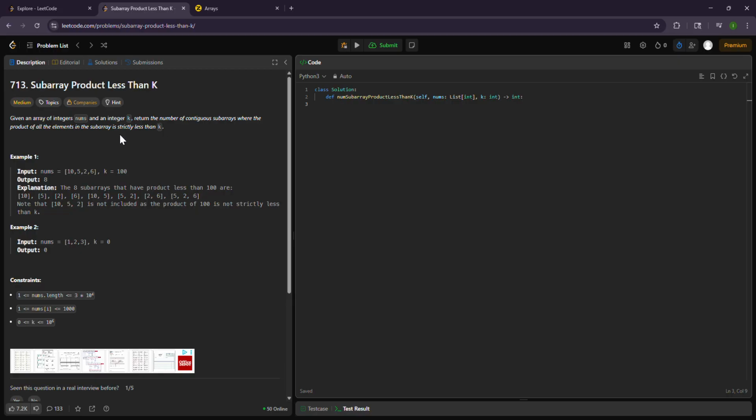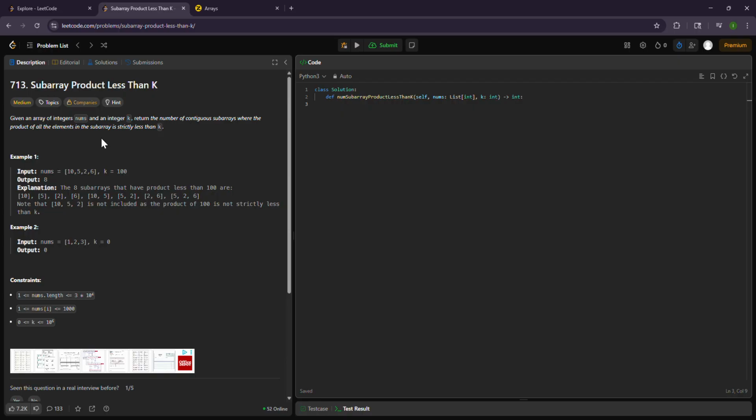So we're going to solve the problem subarray products less than k. Let's first read the question. Given an array of integers nums and an integer k, return the number of contiguous subarrays where the product of all the elements in the subarray is strictly less than k.